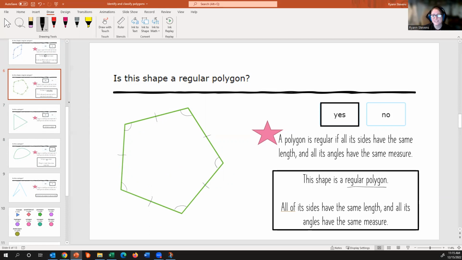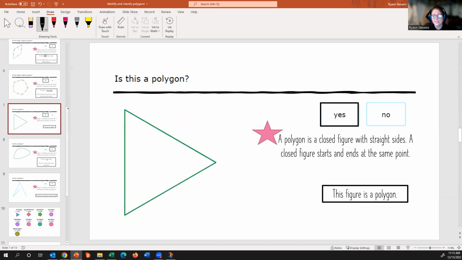Now, when we move through this activity, we're also going to see some questions that just ask, is this a polygon? When we go to this next question, it says, is this a polygon? We have to remember that a polygon is a closed figure with straight sides. A closed figure is going to start and end at the same point. Maybe this is the starting point. We follow this over to this point here, follow this here, and then we end here to connect all the sides. Now, I know a lot of you are looking at this saying, well, this is a triangle.